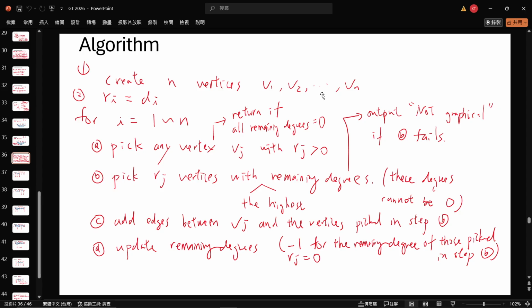All right, and that's basically what this algorithm does. So we just connect this Vj and the vertices picked in step B. Create edges and update the remaining degrees. For Vj, because we've created Rj edges for it, the remaining degree will be 0. And for the vertices picked in step B, because we create 1 edge for each, the remaining degree is reduced by 1.